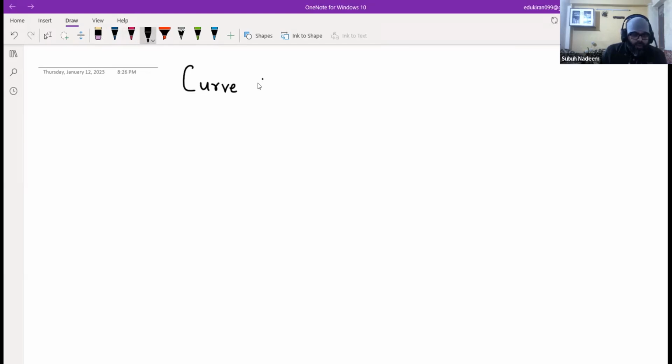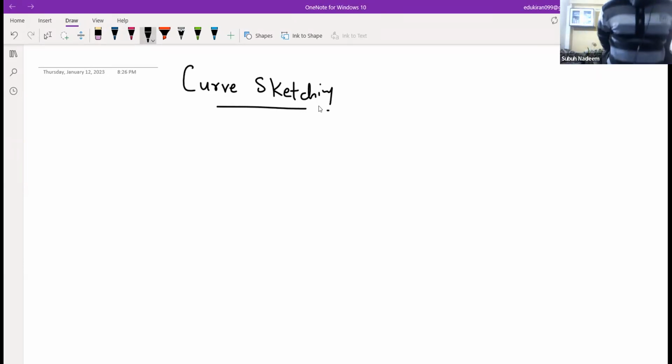Okay. So we are sketching the curve which they have given. So we will see that curve. Before that, just try to understand that the double derivative, which we have studied earlier also, has a very significant role.